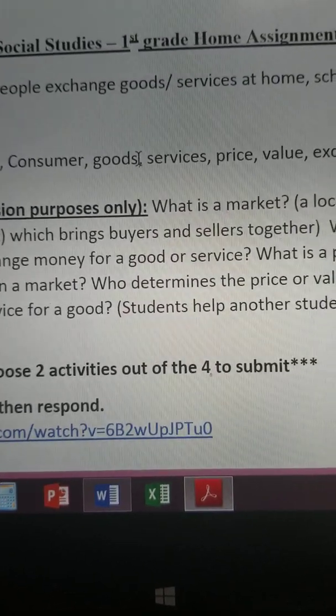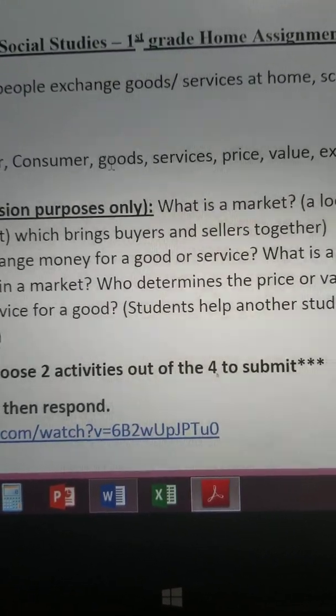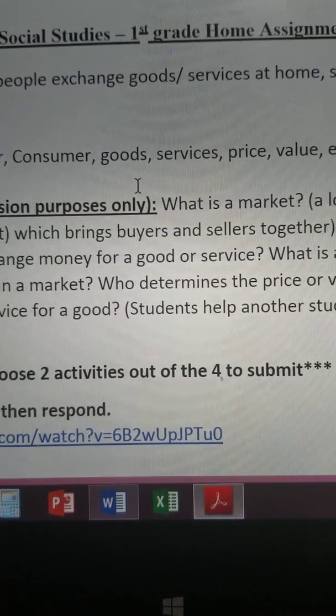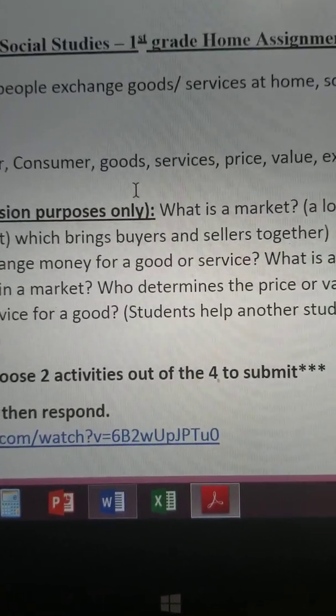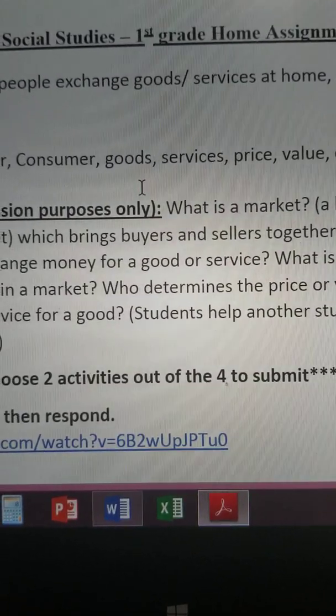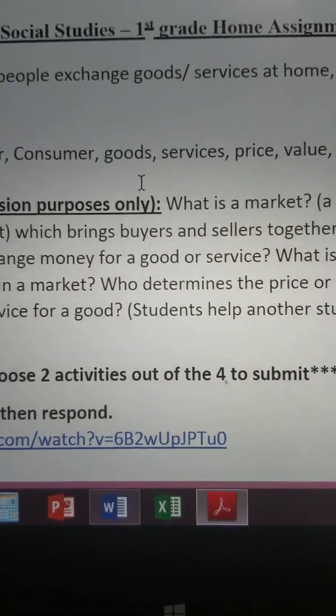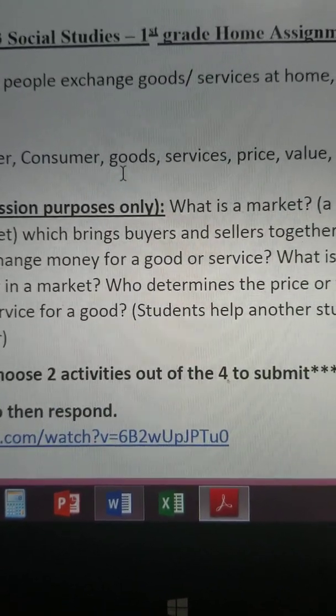Goods are the products that you buy. Goods are going to be anything from food to anything that you would use, like pencils, cars, markers, clothes. Anything you buy is goods.